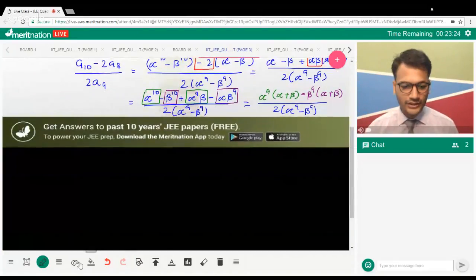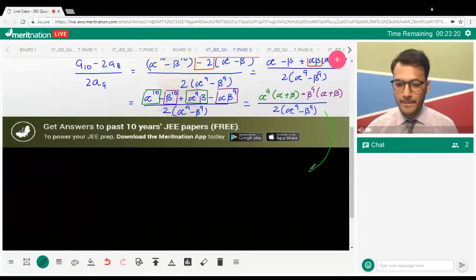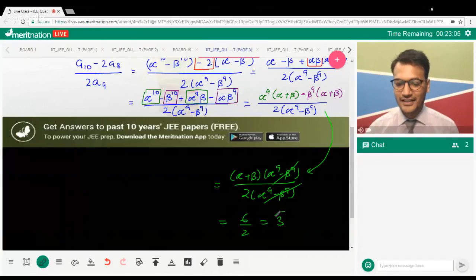So let me just do it over here. That'll be most likely clear to all of us, right? So alpha beta, if being taken as a common, now most of us have the answer also. Twice of alpha to the power 9 minus beta to the power 9. So this and this get cancelled out. Basically, the answer is 6 upon 2, which is 3. Why 6 upon 2? Because alpha plus beta was already 1. Oh, sorry, 6.